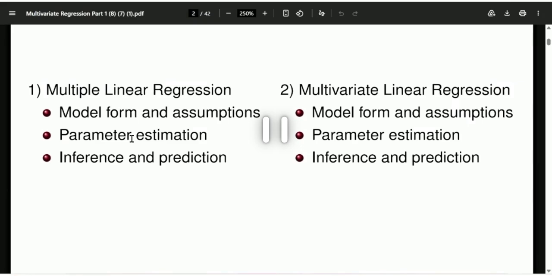Remember what we did the other time: before we generalize to multiple response variables, we first have a recap on one response variable. We want to do the same here. So we're going to start with one response variable, then go to multiple response variables. We're going to talk about the model form and assumptions, how we estimate parameters in the model, and how we do inference and prediction.